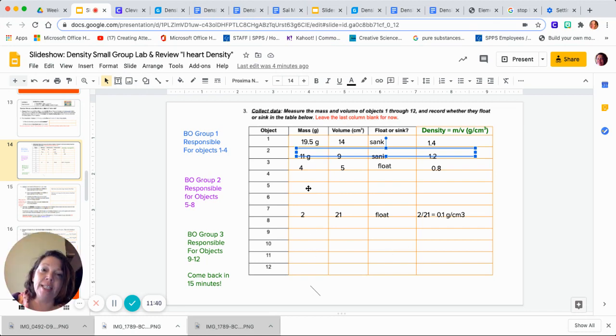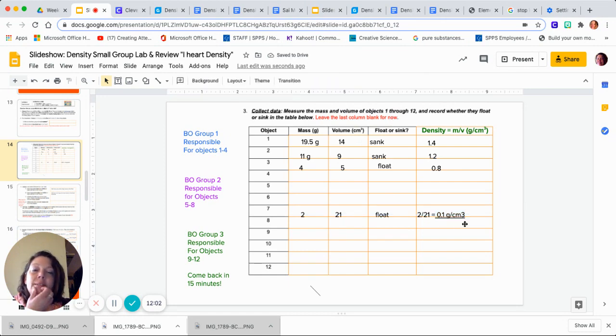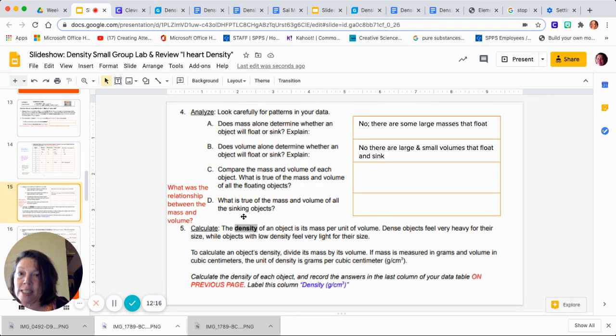So if you go back here, you're going to go ahead and make sure that you take those masses divided by the volumes. As you can see, item 3 had a density that was less than 1, so it floated in water. And then item 7 also floated in water and had a density that was less than 1, 0.1 grams per cubic centimeter, and so it floated. Everything that had a density that was greater than 1 sank. All right, so make sure you finish this column. Then you're going to go on to the next one.